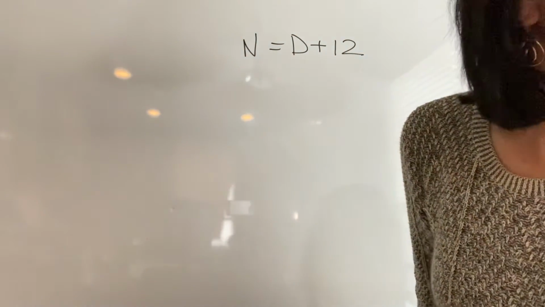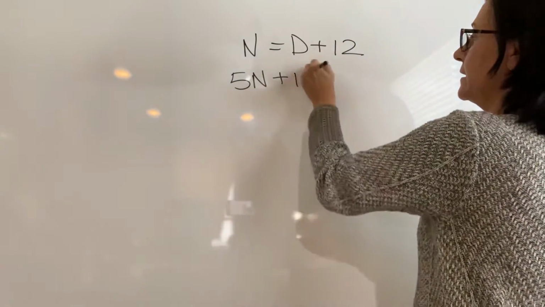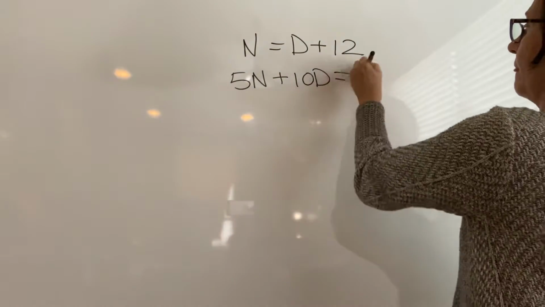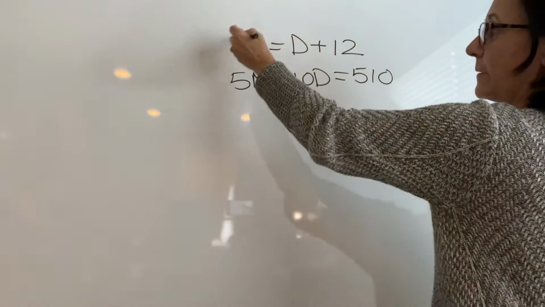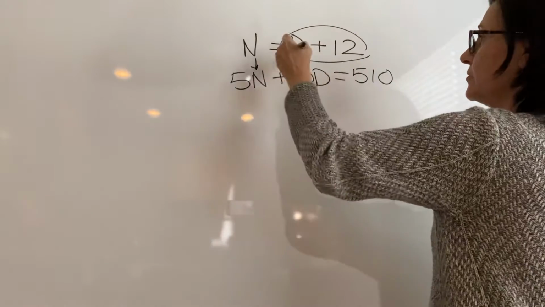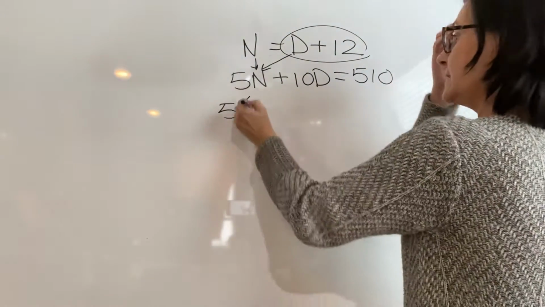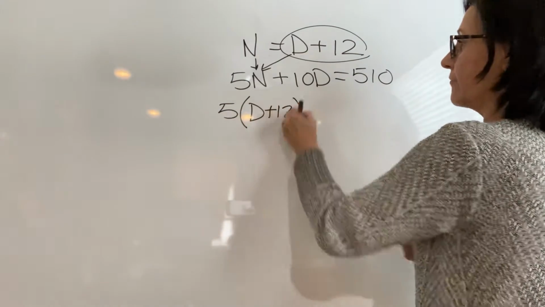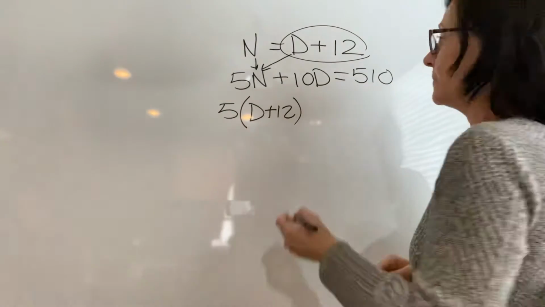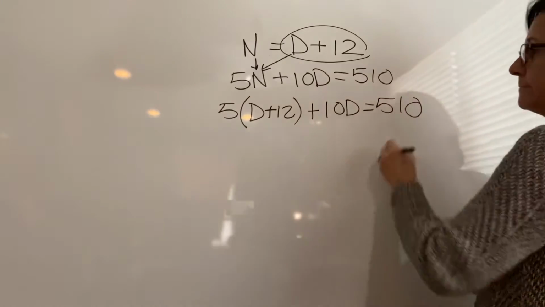The second one, 5n plus 10d equals 510. I have something for nickels. So for nickels right here, I'm going to substitute in dimes plus 12. So I have 5 times d plus 12. Right where that n is, I substituted that binomial, because that 5 has to be distributed to both of those terms. Plus 10d equals 510.